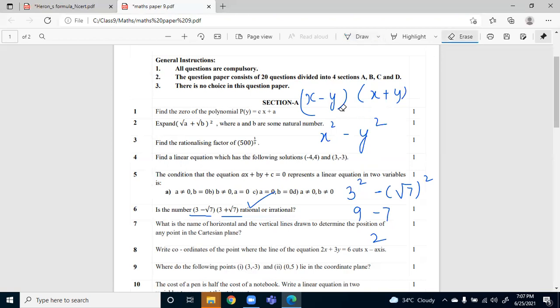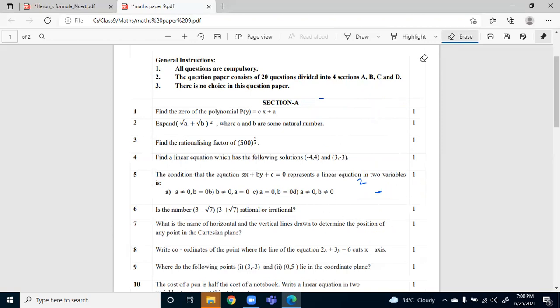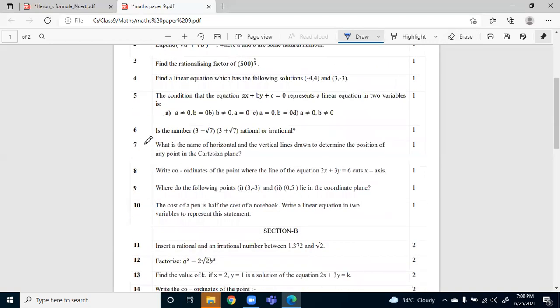Okay, so let's proceed to question number 7. What is the name of the horizontal and vertical lines drawn to determine the position of any point in the Cartesian plane? Ma'am, x-axis and y-axis. So it is x-axis and y-axis. Horizontal is x-axis. Ma'am, I have only written x-axis and y-axis. It is correct.